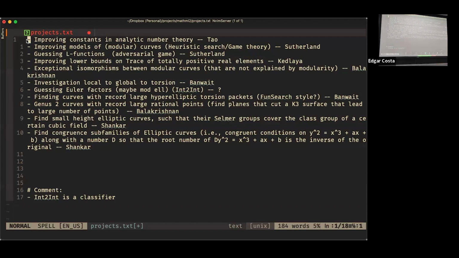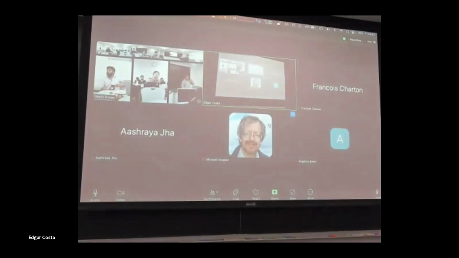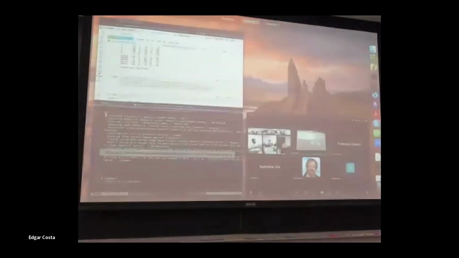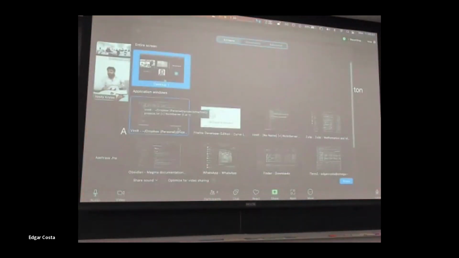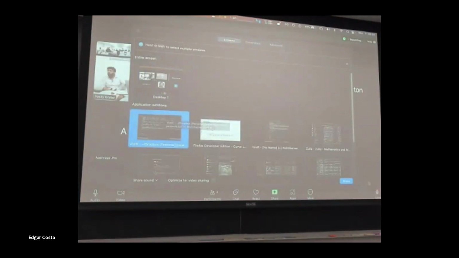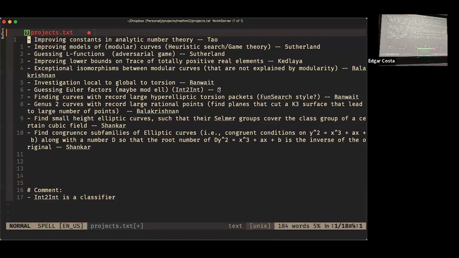Improving constants in number theory, and now I need to stop sharing because I need to look at it on Zoom. Maybe people on Zoom, you can just shout out if you're interested. Maybe that's the best way. Otherwise, I cannot also share. Okay, so we would like to work on improving costs in linear forms, the problem posed by Terence Tao. So we have 2 people.